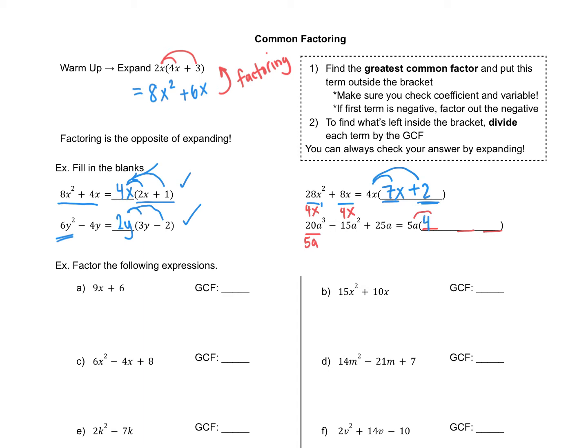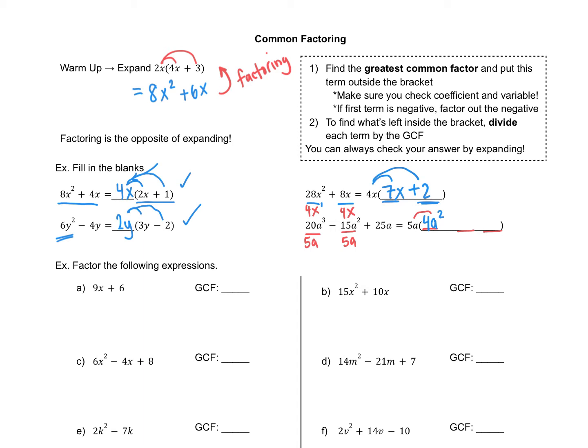And then for the a's, I have 3 a's on top, only 1 on the bottom. So when I divide them, that's 2 that are left. You can also think of it as a times a squared should give you a cubed. Okay, for the next one, I'll just do the division method again.